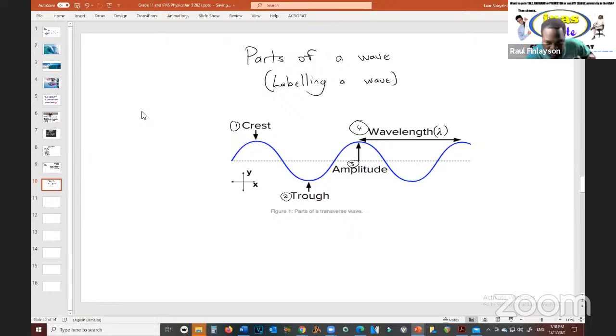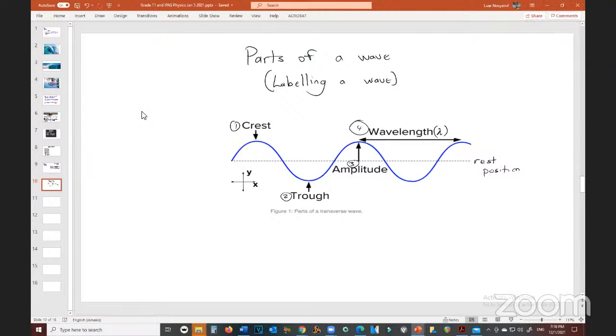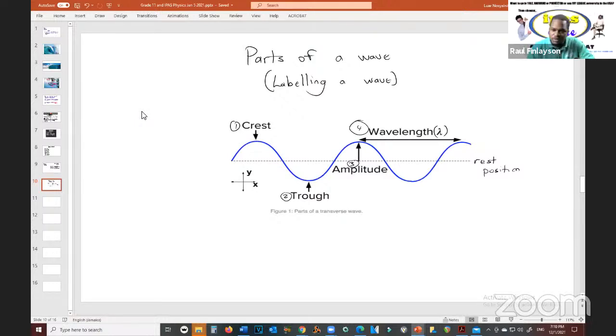So looking at the diagram now, and even before that, this dotted line that goes through the wave, that's the rest position. It's where the wave would be if it wasn't a wave, or in other words, if there was no disturbance, then that's where it would be. Any questions so far, guys? So basically, we're going to look at them individually.